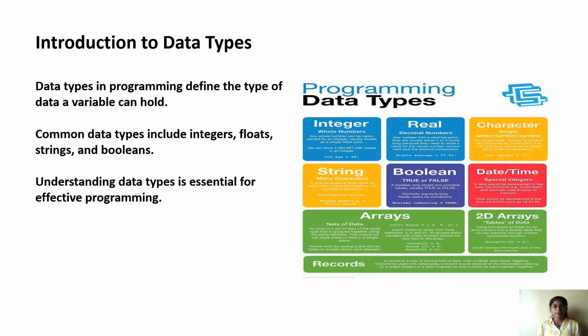Before going to our main topic, let us discuss the introduction to data types. Data types in programming define the type of data a variable can hold. Common data types include integers, floats, strings, and booleans. Understanding data types is essential for effective programming.